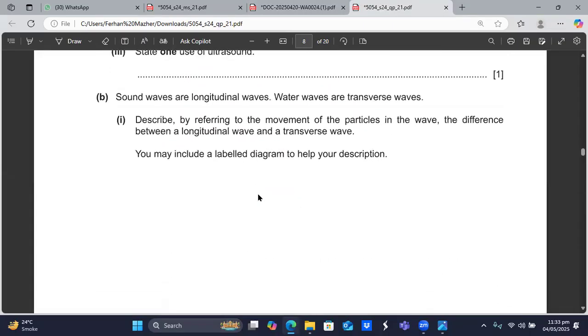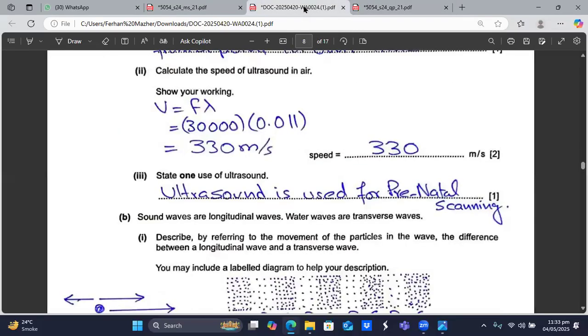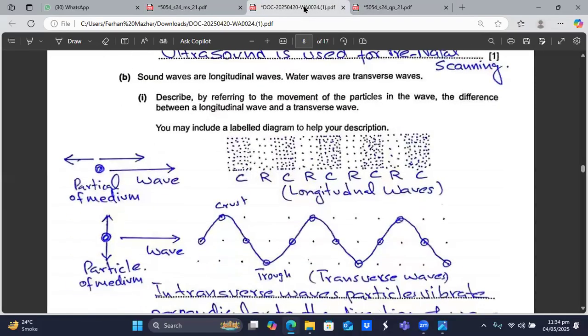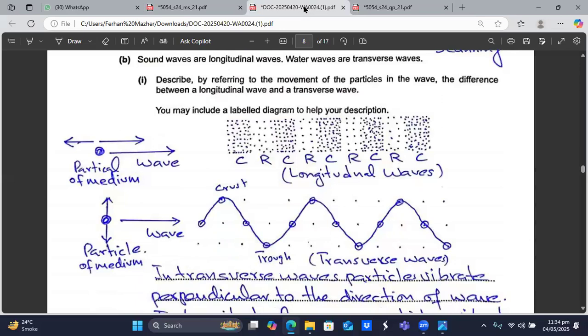Let me show you my answer here. Hopefully you can see I have drawn the particles. Here we have compressions, rarefactions, compressions, rarefactions, compressions, rarefactions. This is a longitudinal wave. Here we have shown a transverse wave. The transverse wave consists of crests and troughs, crests and troughs.